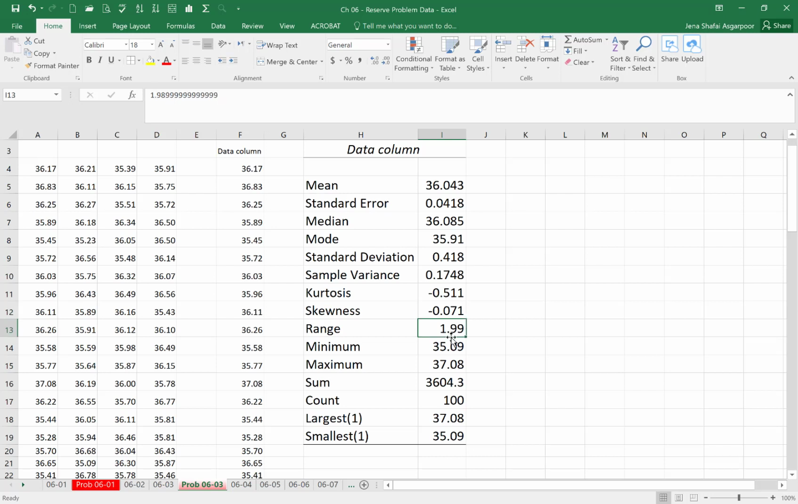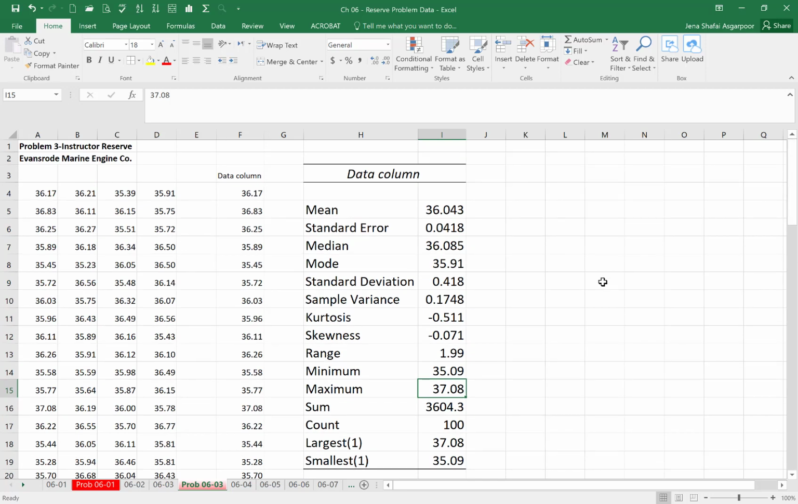We have the range, the maximum minus the minimum. The difference is the range. The summation of all the data values is here. There are 100, and then we have the largest value and then the smallest value, which of course are going to be the same as these right here because I only selected one. So that's the Data Analysis ToolPak.